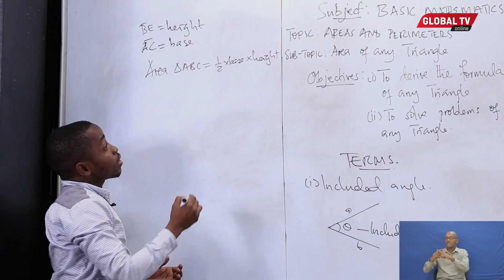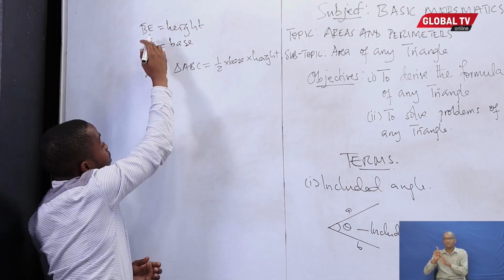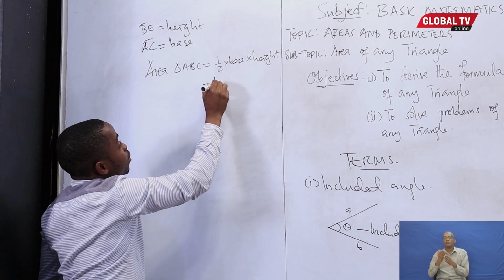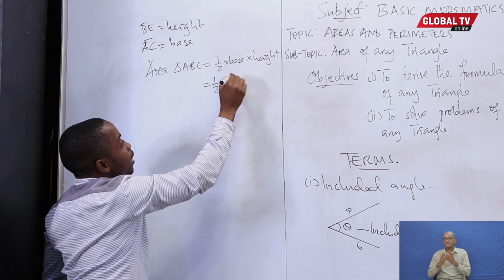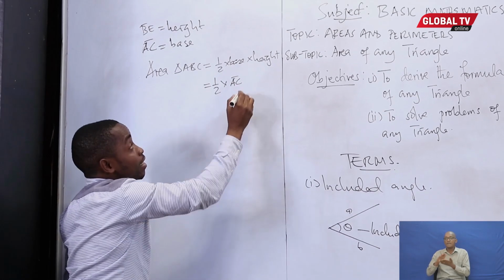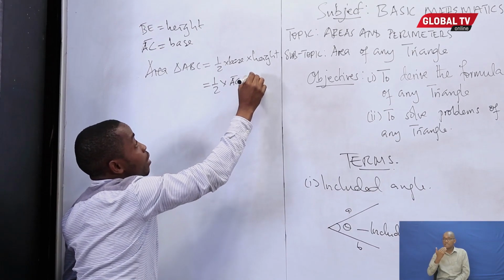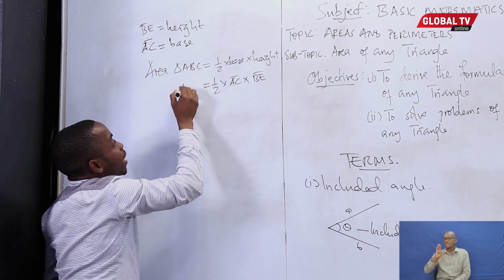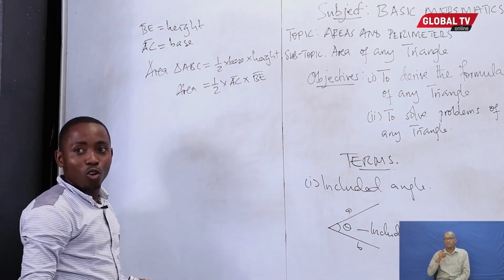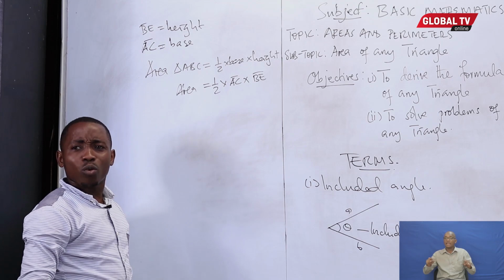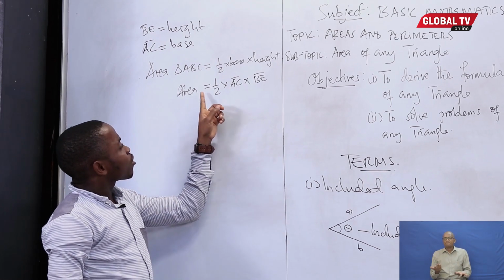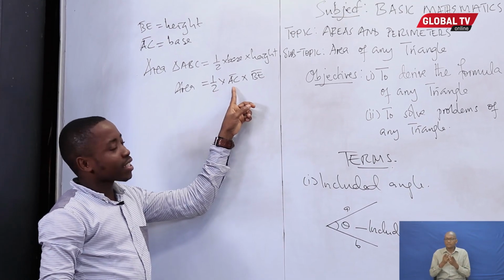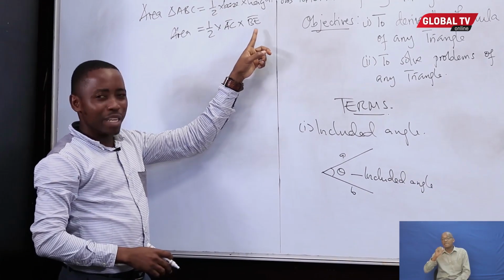But how can we get that one? By using these symbols, we find that it is a half times base. Our base is side AC, and the height is BE. We can say that this is the area of triangle ABC. But still we have a question. We have to ask ourselves, area is found by taking a half times AC times BE.